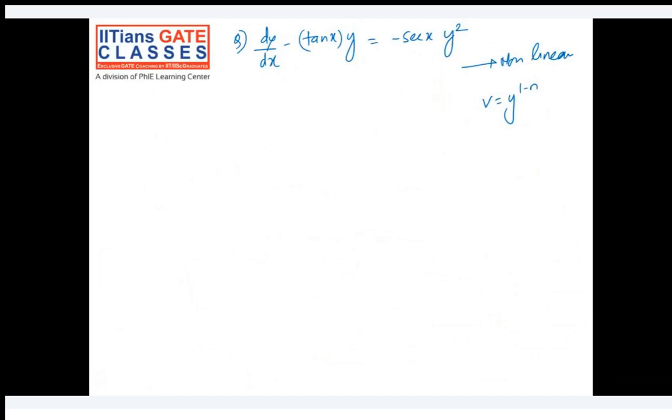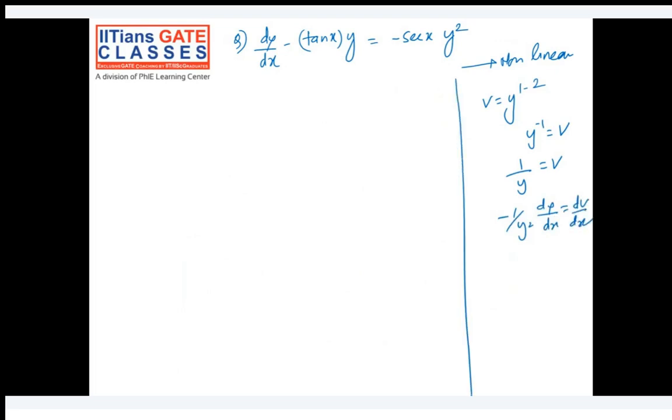So basically, y raised to power minus 1 equal to v means basically 1 upon y is equal to v. Then minus 1 upon y square dy by dx equal to dv by dx. This is the substitution. So how will this equation look? If I divide the entire equation with y square, 1 upon y square dy by dx minus tan x by y, divided by y square will get cancelled, so I'll just write y here, equal to minus sec x.